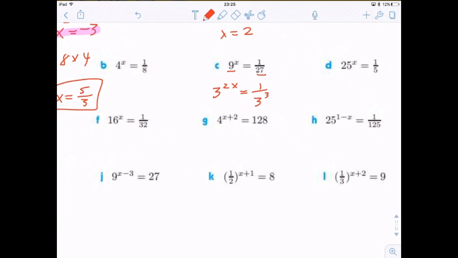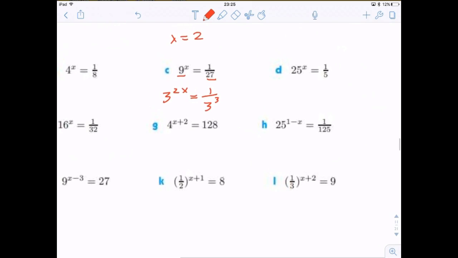Then we're going to express both sides as an exponent of 3, so 3 to the 2x is fine, but 1 over 3 to the third needs to be changed to 3 to the negative third. Now I can set the exponents equal to each other. So I have 2x equals negative 3, and then I can divide both sides by 2, and I get x equals negative 3/2.